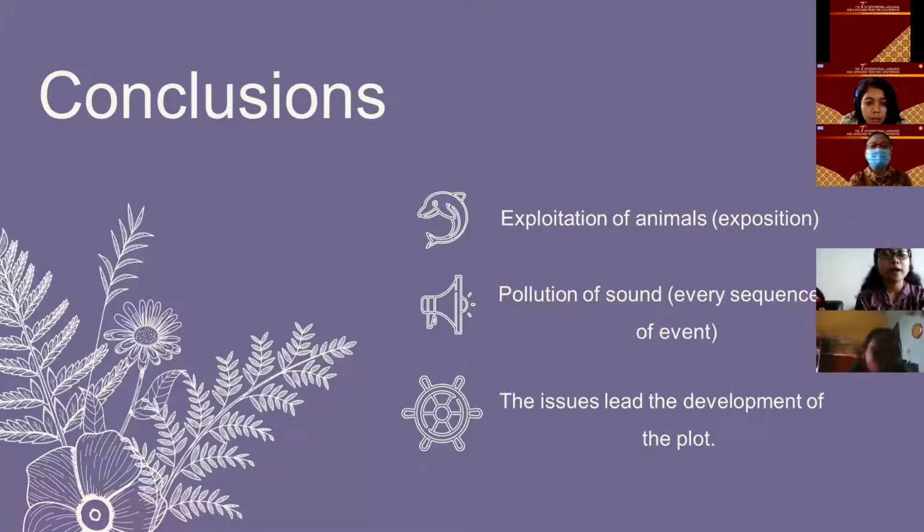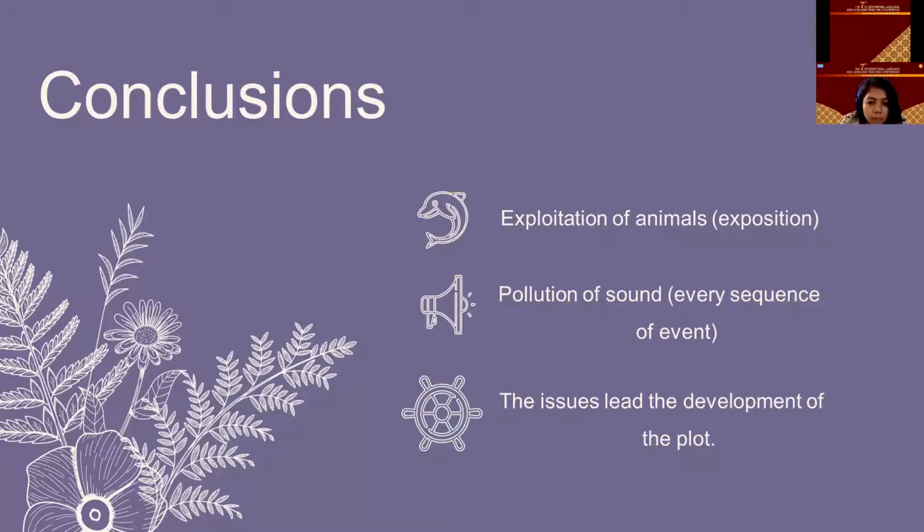All right, so from this study, we concluded that exposition is the first stage in plot sequence where exploitation of animals is raised by the author, and also we can see that pollution of sound is raised in every sequence of event. We also notice that the issues lead the development of the plot from the beginning until the end of the novel.